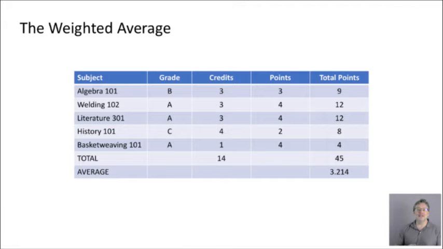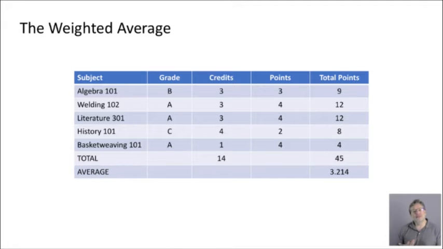What we do is we take each one of those point values and multiply it by the number of credits. So on the top line, we have 3 credits multiplied by 3 points to give us 9 total points. In the second row we've got 3 credits times 4 points. That's 12 total points. And we keep doing that for the other 3 classes. And in this case, now we add up the total points and we get 45.